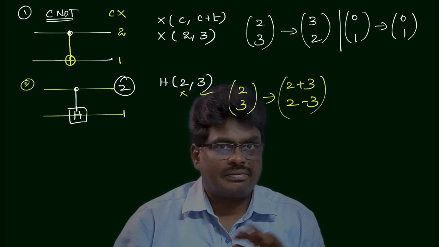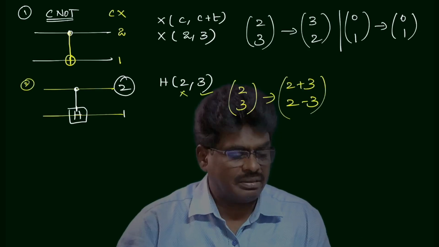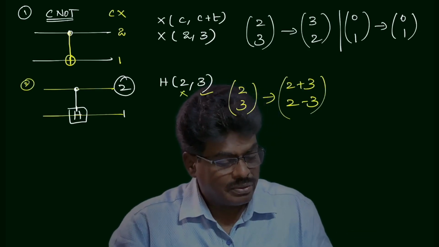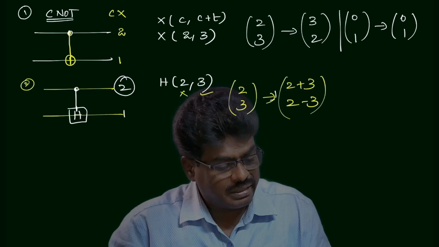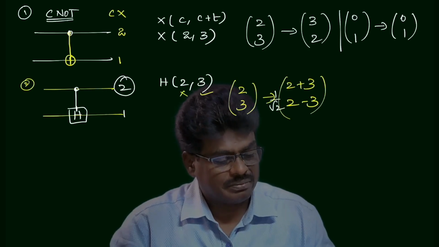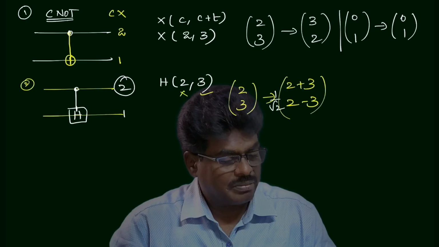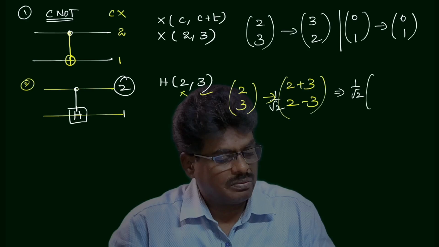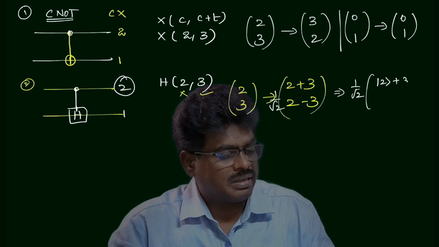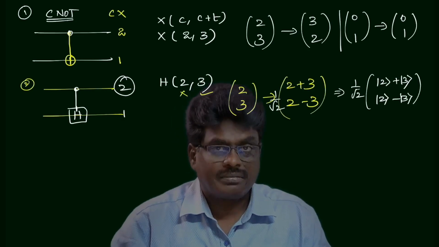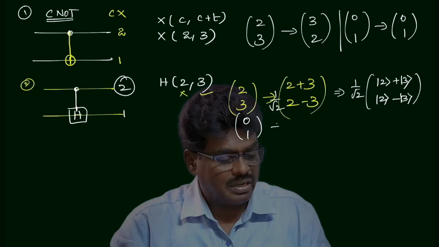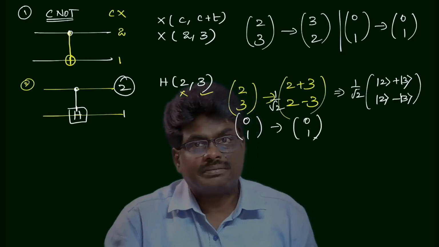If you practice that first lecture, you can write very easily. Of course, normalization constant will be there, that is 1 over root 2. If you want to write properly, you can write this as 1 over root 2 ket 2 plus ket 3, and this is ket 2 minus ket 3. And what about 0 and 1? No change in 0 and 1.